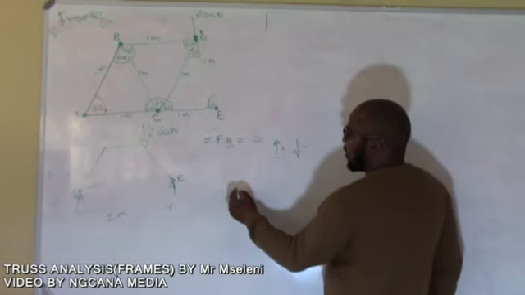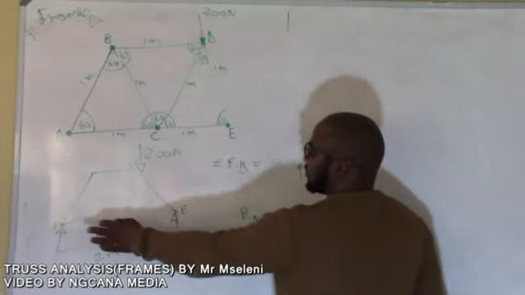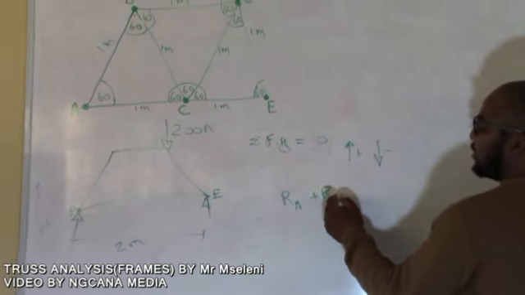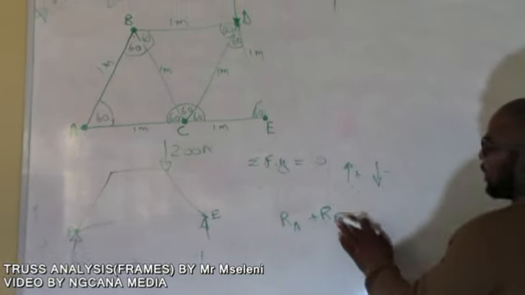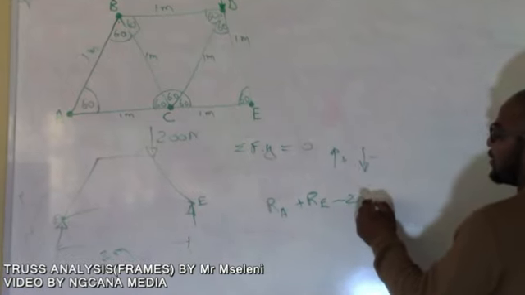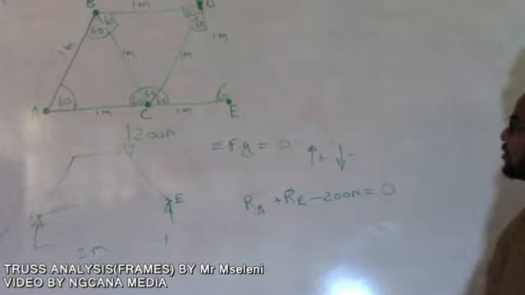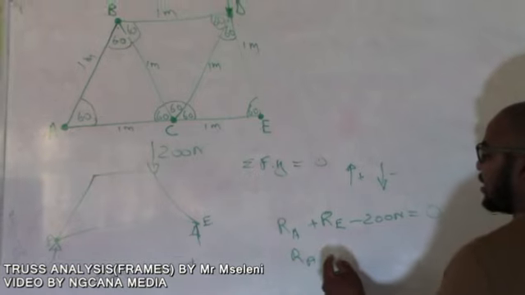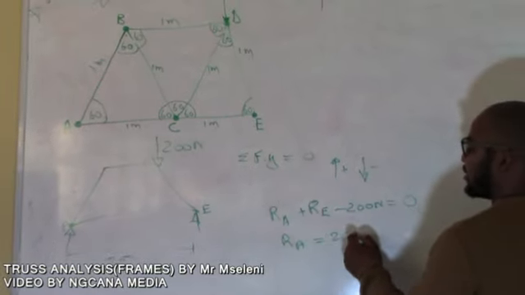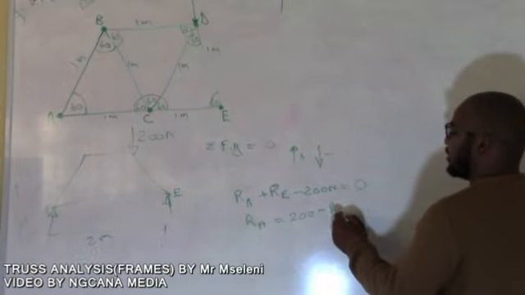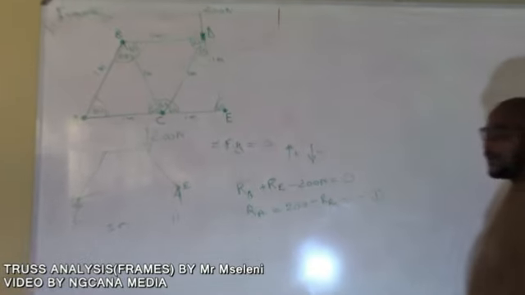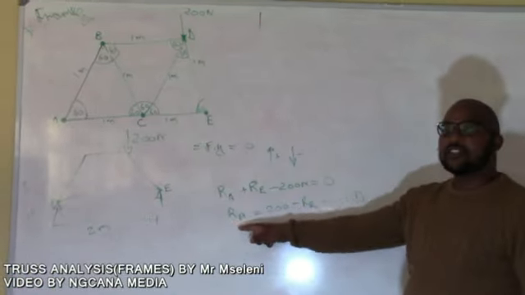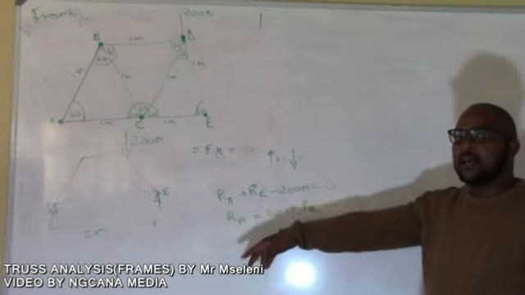Therefore, it's going to be our reaction at A plus reaction at E, minus 200 newtons, equals 0, because it's the sum of forces. Therefore, we can simply say our reaction at A equals 200 minus reaction at E. That gives us our equation 1. And then, to find the reaction, we have our reaction at A as the subject of the formula, and we're treating it as a free body diagram.